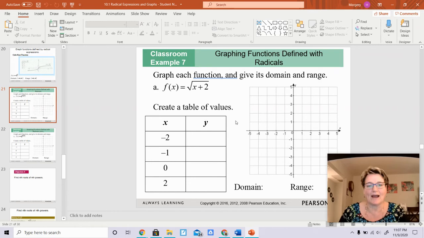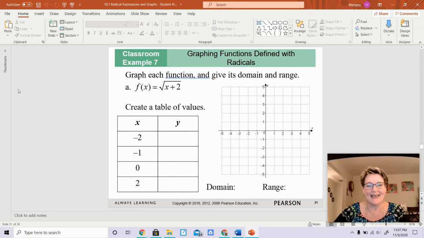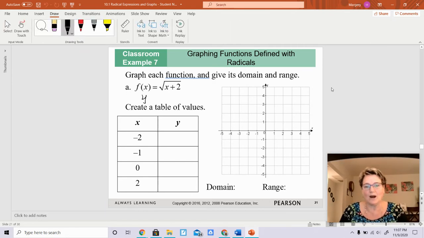We are going to finish up our 10.1, and we are going to graph each function defined with radicals, and give its domain and range. So first of all, we have f of x equals the square root of x plus 2. What we're going to do is go y equals the square root of x plus 2. This is a function. Y is just f of x.